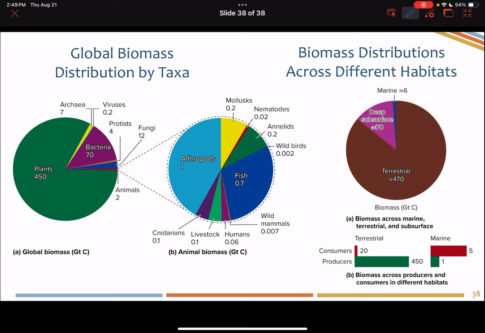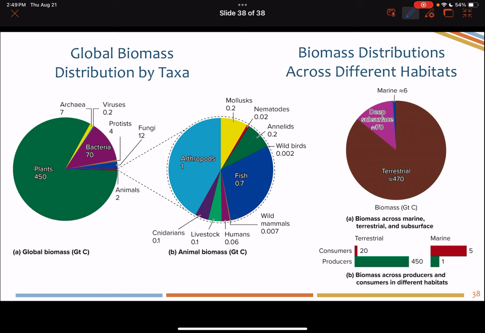This just shows you the distribution of biomass by type or group. So plant biomass on Earth is highest, followed by bacteria. And then we've got another pie chart in the center that shows the distribution of biomass by animal type. And then on the right, we have distribution by different habitat types.